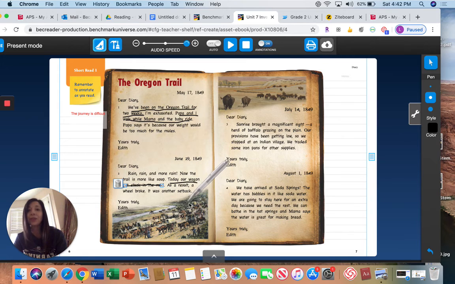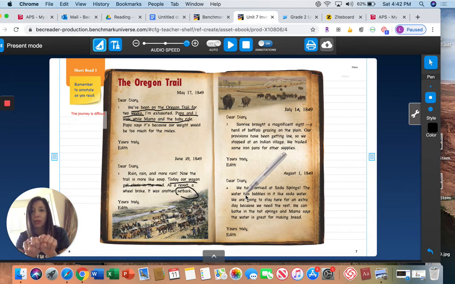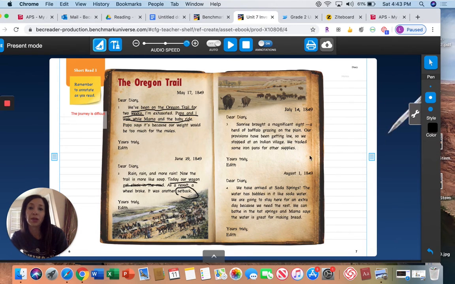It was another setback. I'm also going to circle this word setback. I'm not sure what it means, but it looks like a compound word. It has the word set and back in it to make the word setback. And if I think about something being set back, that makes me think that this is something that's going to slow them down a little bit because their wheel broke. Now they're going to have to fix their wheel. So again, this detail helps me think that the journey is difficult.